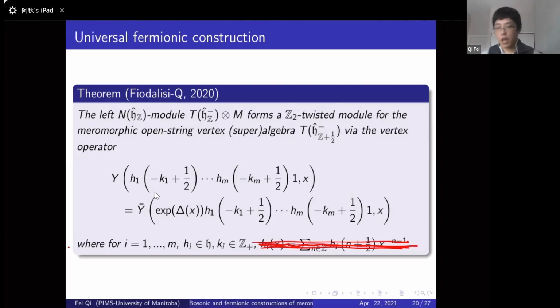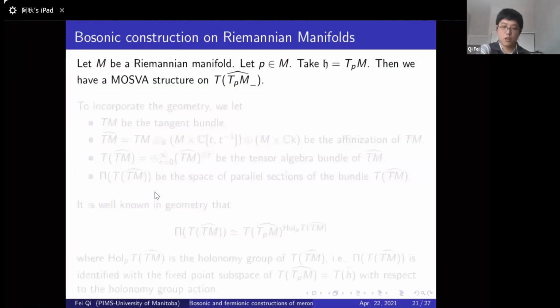Okay, but now we have got universal constructions, but is it going to be brainless generalizations, or is it going to mean something useful? At least one can say the following. The Bosonic construction already has some very interesting examples, as I shall show in the next few slides. So let me discuss the Bosonic construction on Riemannian manifolds.